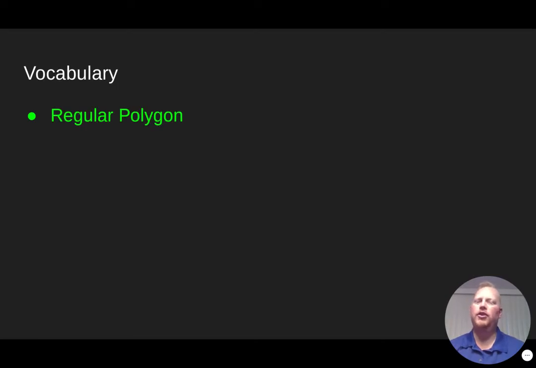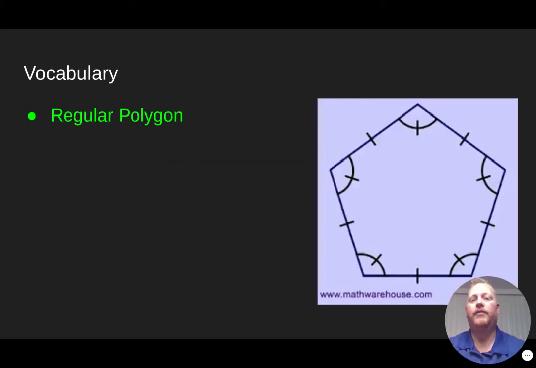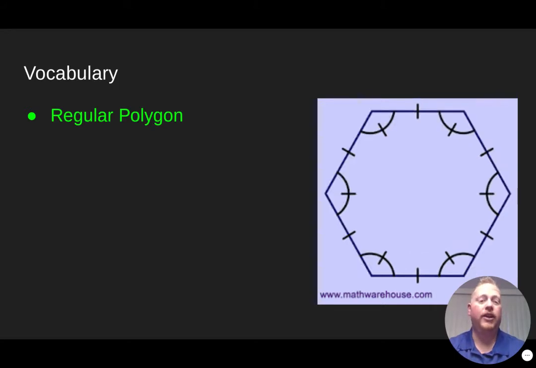So first off, you should know this one, a regular polygon. A regular polygon is a polygon where all sides are congruent and all angles are congruent. So here I've got an example of a regular pentagon. All 5 sides are the same, and all 5 angles are the same. Here I have a regular hexagon. Again, all 6 sides are the same, all 6 angles are the same. So it's like the most perfect shape you can have of whatever polygon you have, all right?